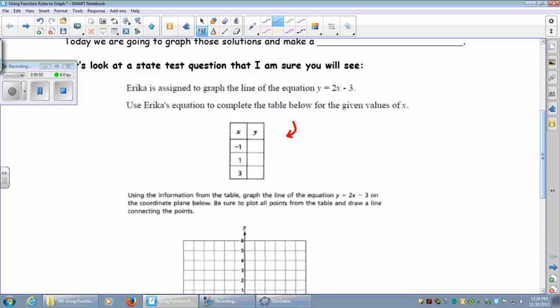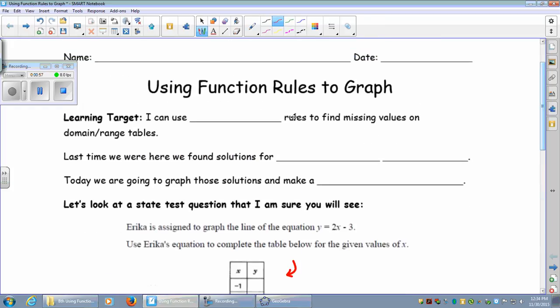So our goal, or our learning target, is I can use function rules to find missing values on domain range tables. And I'm eventually going to make a line with that. Now, last time we were here, we found solutions for these function rules. Today, we're going to graph those solutions and make a line. All right? So our goal today is we're going to make a line.